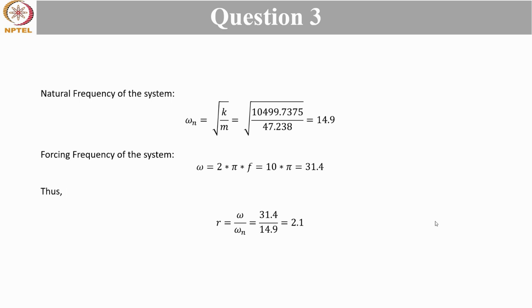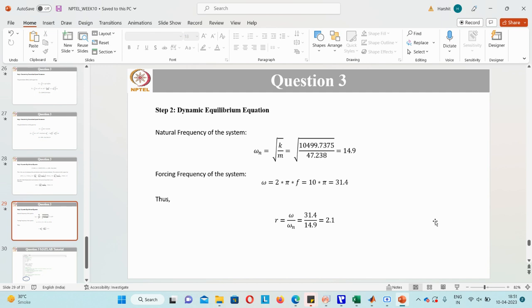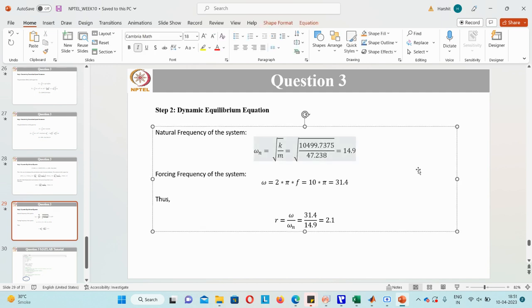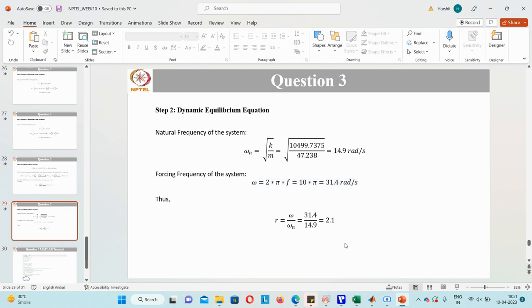The natural frequency of the system is omega n equal to under root of k by m. The k value is the generalized stiffness and the m is the generalized mass. So substituting both, we get omega n as 14.9 radian per second. And the forcing frequency, given in the question, will be 2 pi f, so it is 10 pi, which is nothing but 31.4 radian per second. And thus the frequency ratio, omega upon omega n, comes out to be 2.1.